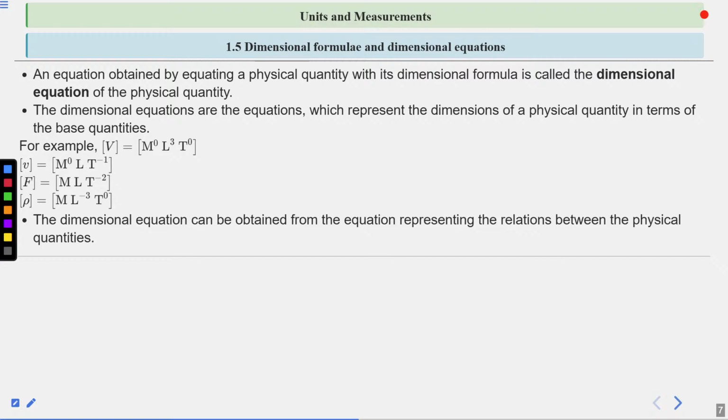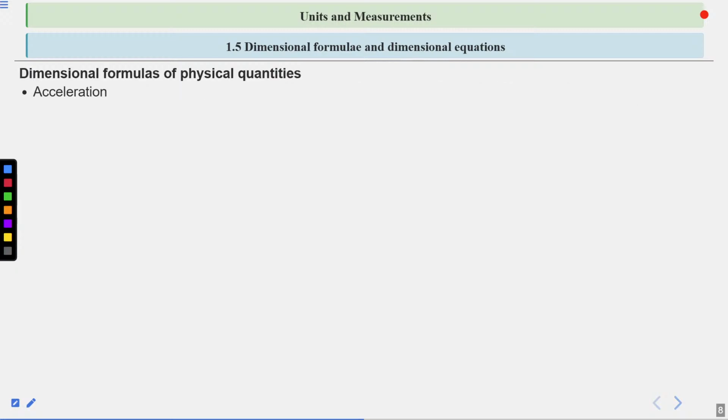The dimensional equation can be obtained from the equations representing the relation between the physical quantities. Let's derive some dimensional formulas of physical quantities. First is acceleration.